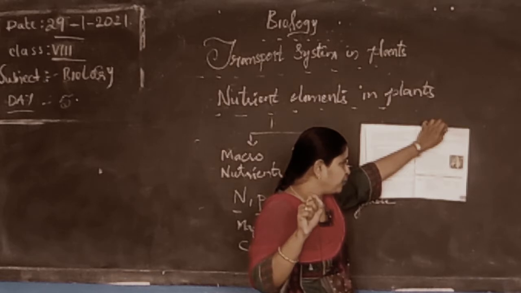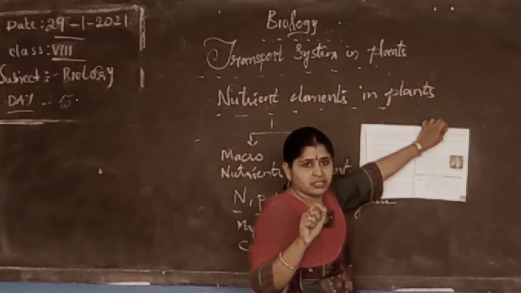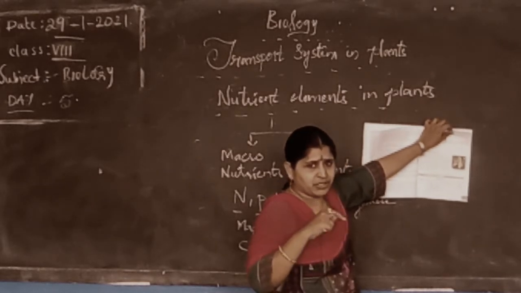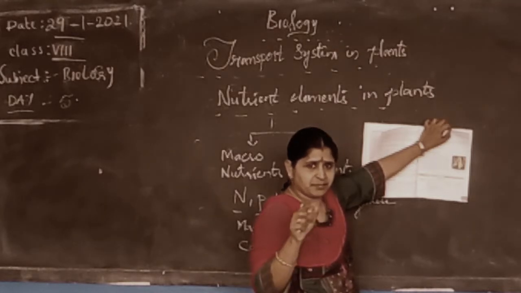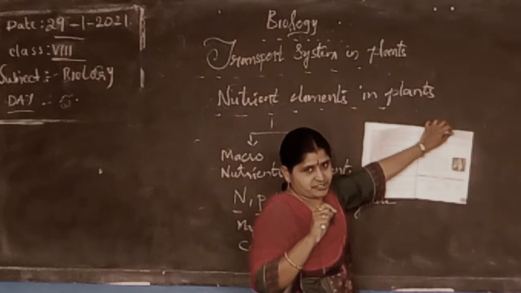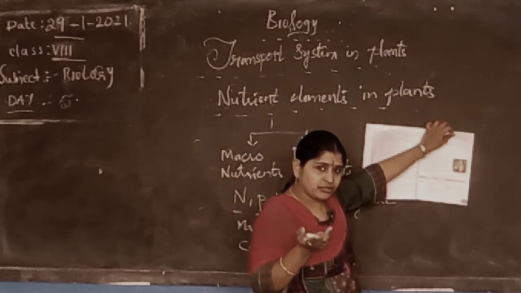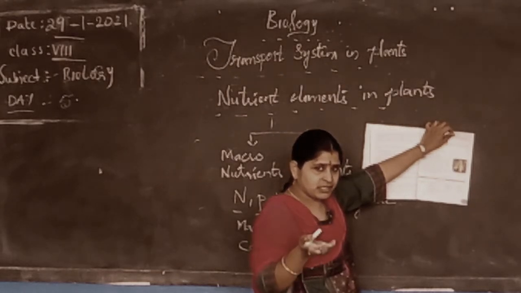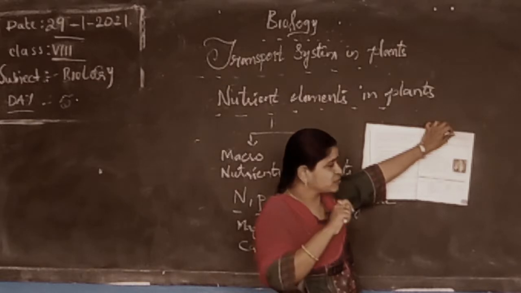And the next one is important component of vitamins. Of course, this is an important component of vitamins, isn't it? NPK. Then helps in production and use of carbohydrates. It also helps in production and use of carbohydrates, in the sense that it helps in the photosynthesis process.